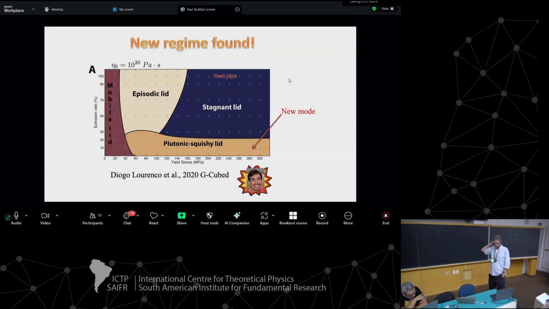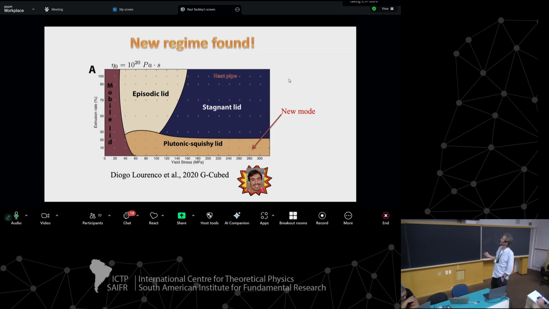Anyway, Diogo came up with this regime diagram for the tectonic behavior as a function of the extrusion rate. So this is purely intrusive, this is purely extrusive, and he found that there's this new regime where most of the magmatism is intrusive, and it's called the plutonic squishy lid. You saw it, with all the dripping and so on. And this regime doesn't depend on yielding, so it exists for the whole range of yield stress.